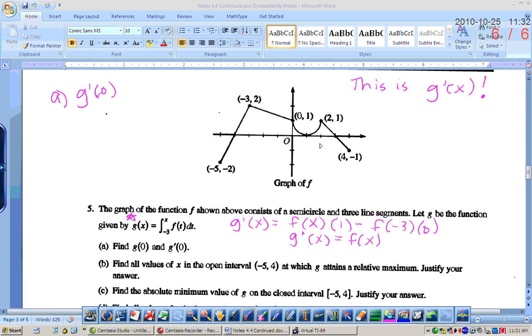This is the graph of f, but it's also the graph of what? G prime. So what is g prime of 0? 1. Just looking at the graph.